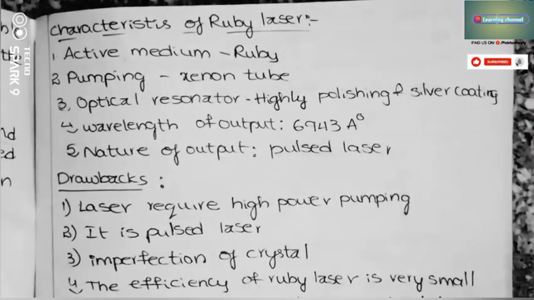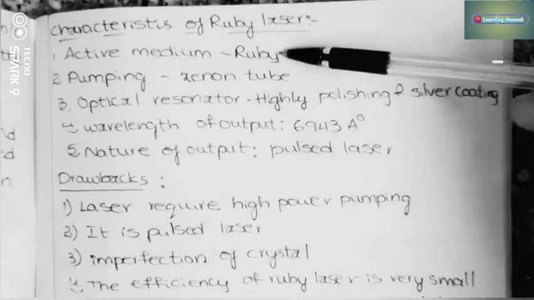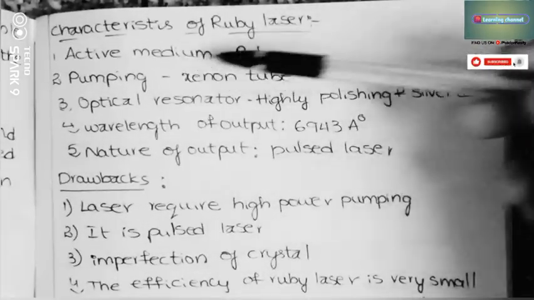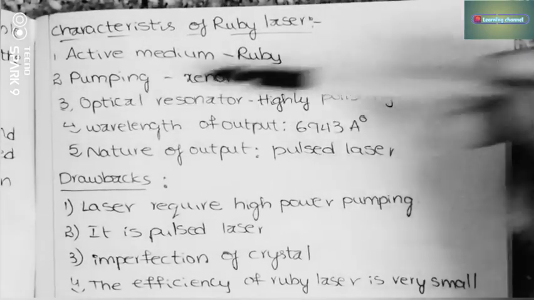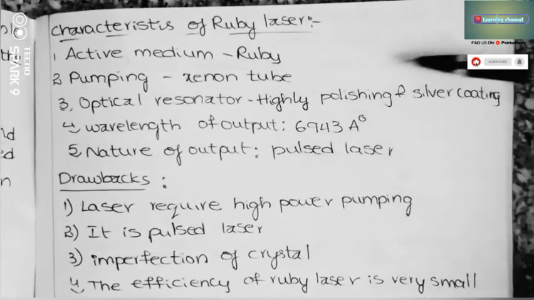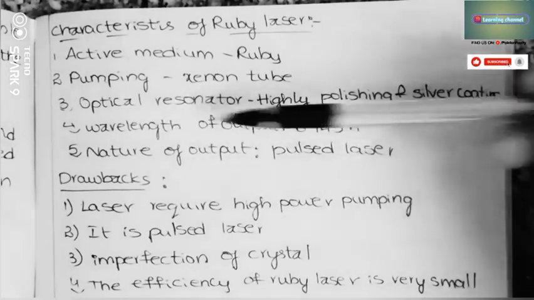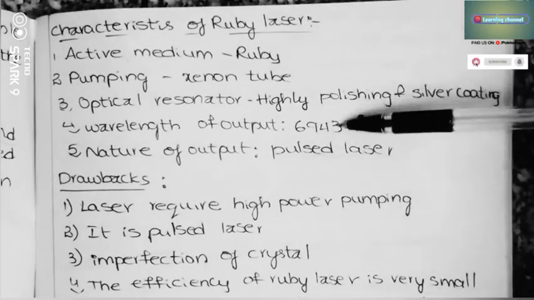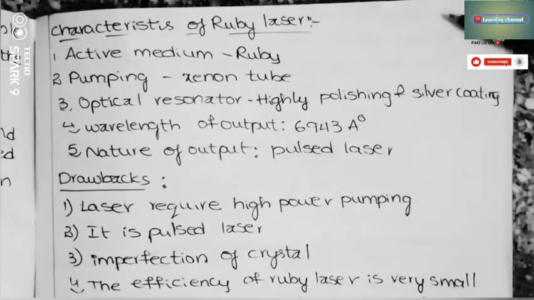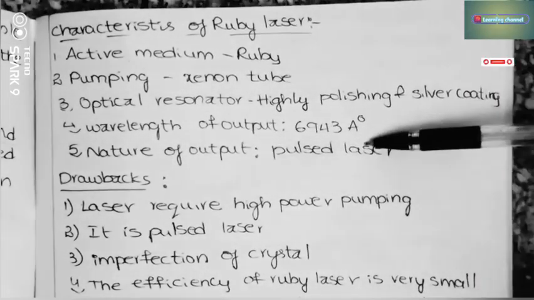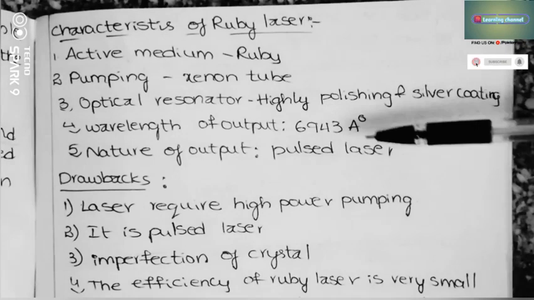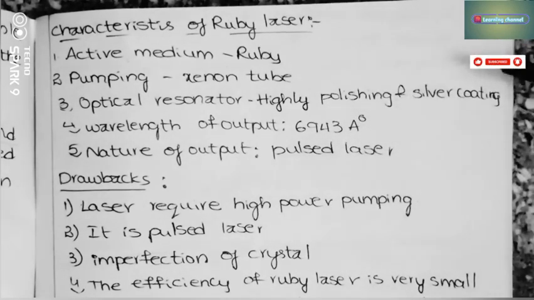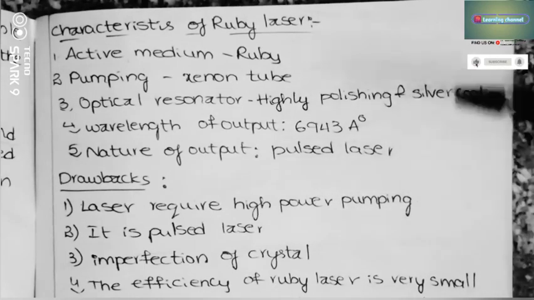If you see the characteristics of the ruby laser, the active medium we used is a ruby rod, which is made up of Al2O3, and the pumping is a xenon flash tube. The optical resonator is highly polished with silver coating. And what is the wavelength of output? With 6943 angstroms we are getting the laser beam, and the nature of the output is a pulsed laser, because the population inversion is not constant always. After some time there is no population inversion, again the process goes on, and again we get population inversion.